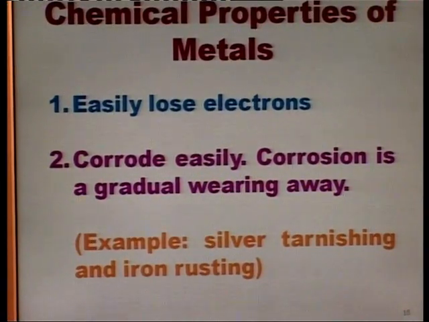Chemical properties of metals. First point, they easily lose electrons. Second point, they corrode easily. Corrosion is a gradual wearing away. For example, silver tarnishing and iron rusting.